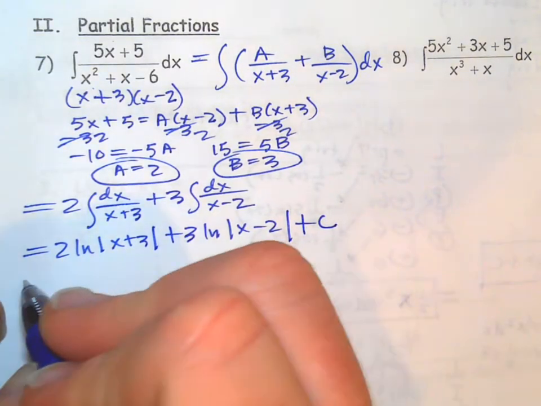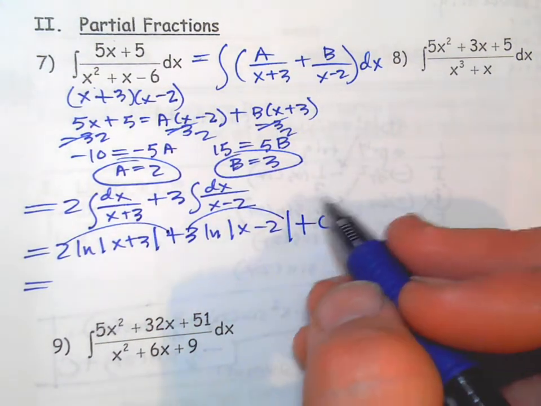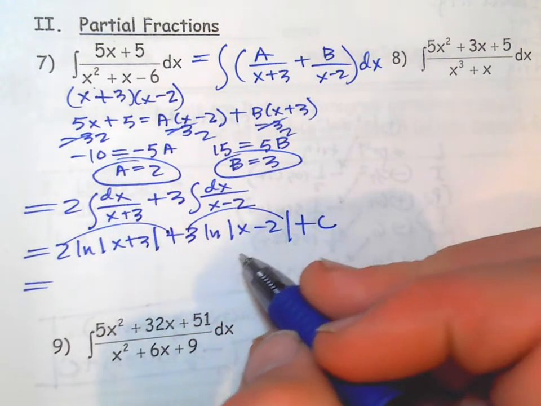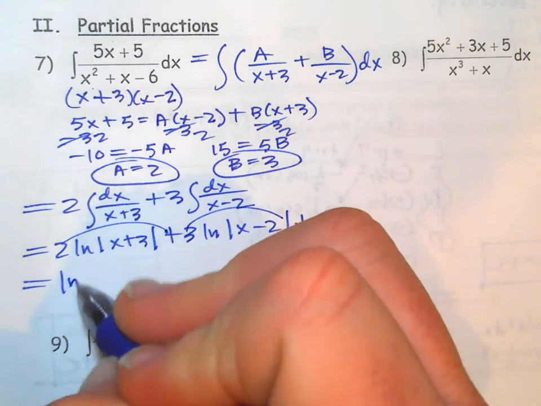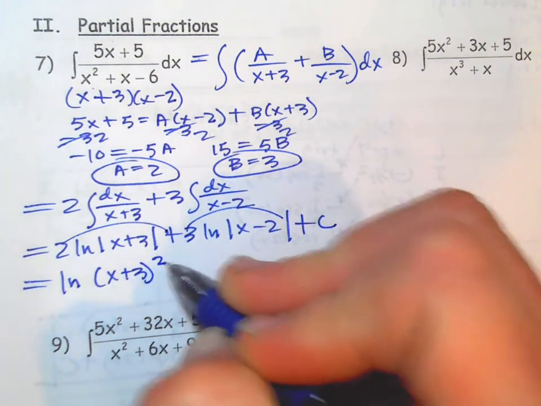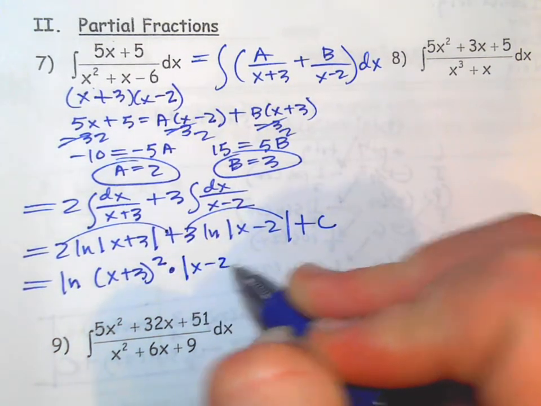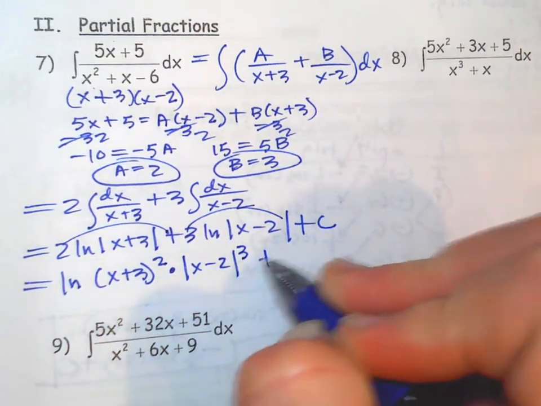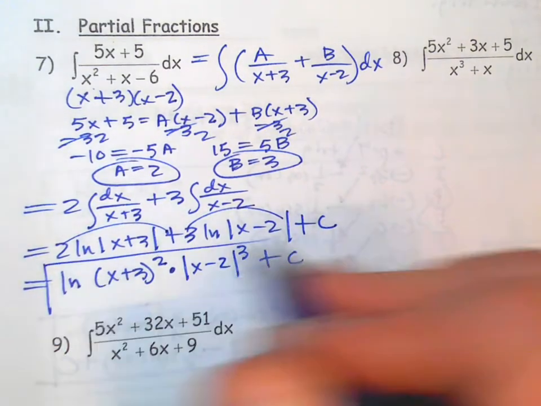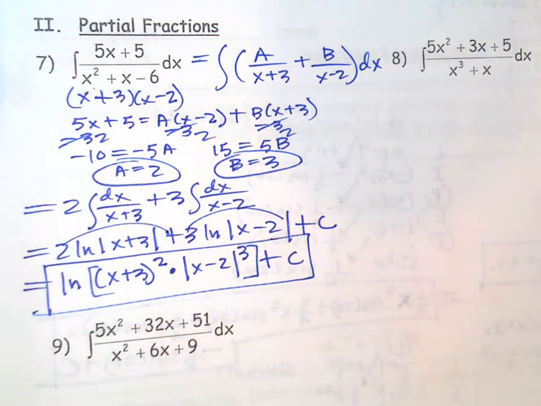Now let's combine these together. So we're going to bring these inside. They have to have the same coefficient or just no coefficient. They're going to end up getting multiplied. So natural log, this one we could replace with parentheses because it's getting squared, right? And then times, this one we still need the absolute values. And then plus C. So all this stuff is inside the natural log.